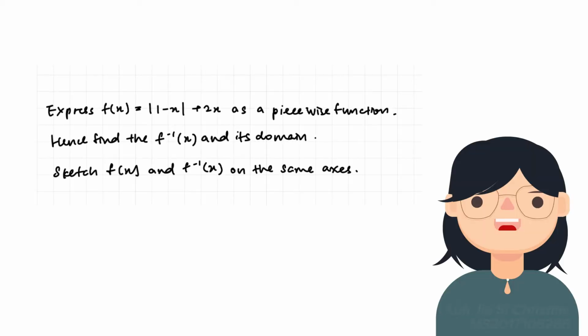For our group assignment, our question is: express f(x) = |1 - x| + 2x as a piecewise function. Hence, find the f inverse and its domain. Sketch f and f inverse on the same axes.